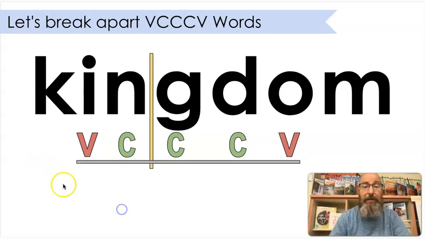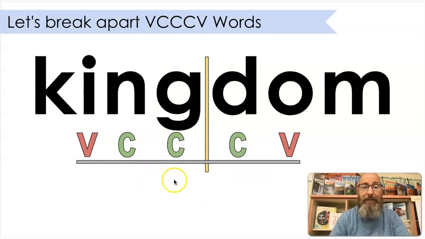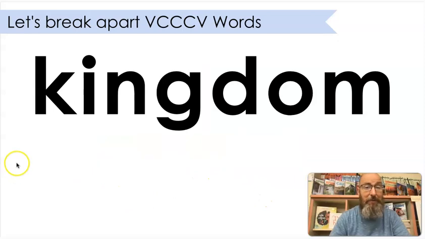If I try to do it there, it'd be kin-gudum. Kin-gudum. That doesn't even sound right. If I put it here, then I have king-dum. Kingdom. Sounds right. What's the word? Kingdom. You know, 2 of our 3 words already split somewhere different than the first consonant. Let's see what this one does.